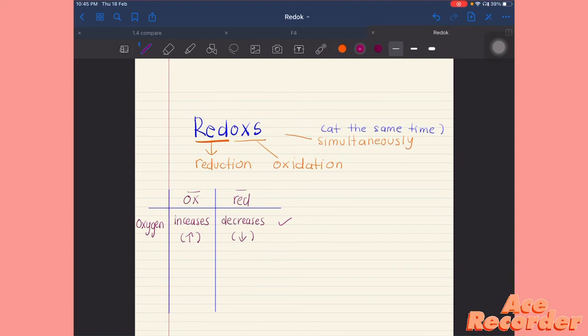So what is our second method? Our second method is called hydrogen. So hydrogen is just the opposite of oxygen, whereby when the hydrogen decreases, we call it oxidation. And when the hydrogen increases, then only we call it reduction. So it's just a very basic example, similar to the oxygen, except it's a different element.